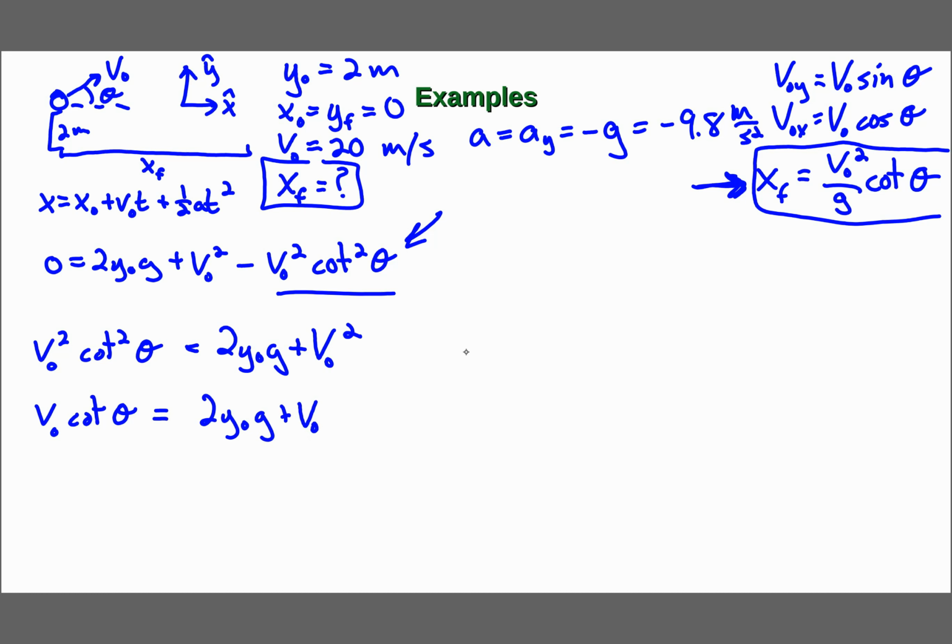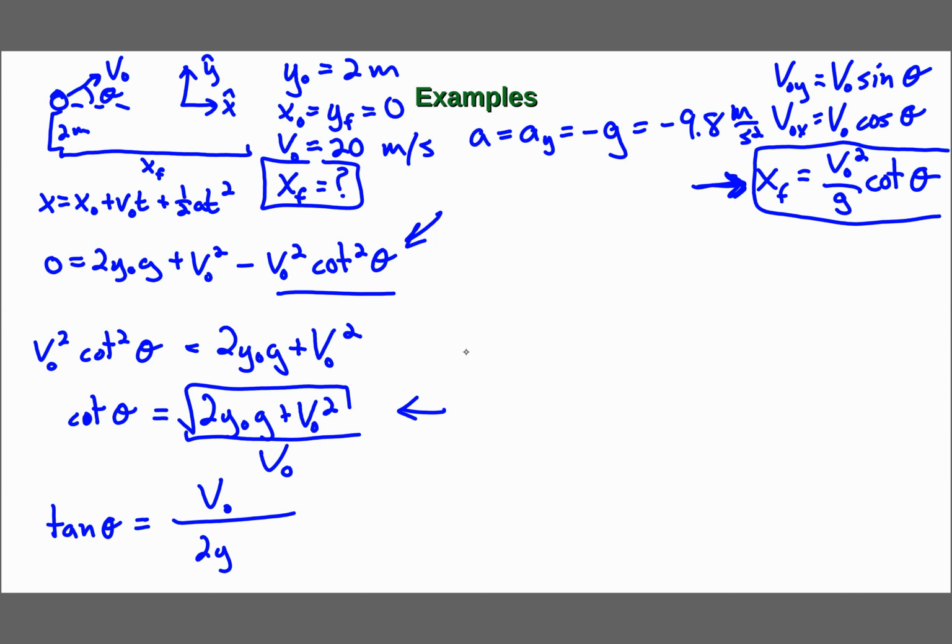And then we can divide by v naught. So we divide by v naught and it comes over here. And then just because cotangent is kind of goofy, I'm just going to change it to tangent. And remember, cotangent is 1 over tangent, so all I have to do to the right side is flip it to make it tangent. So tangent theta is equal to v naught over this piece.